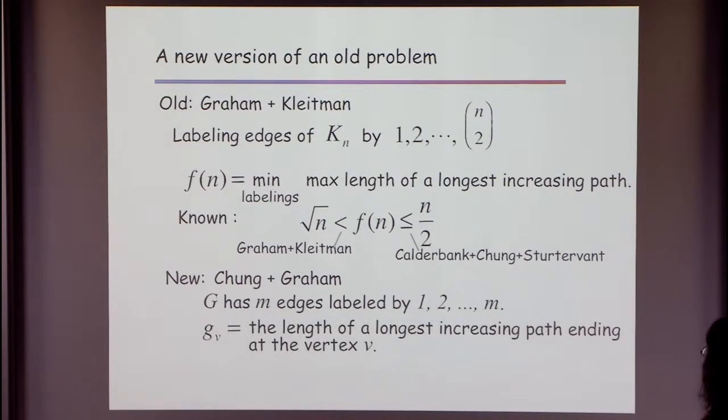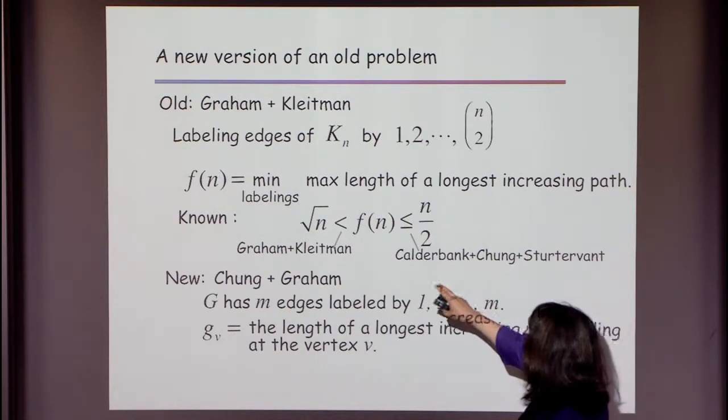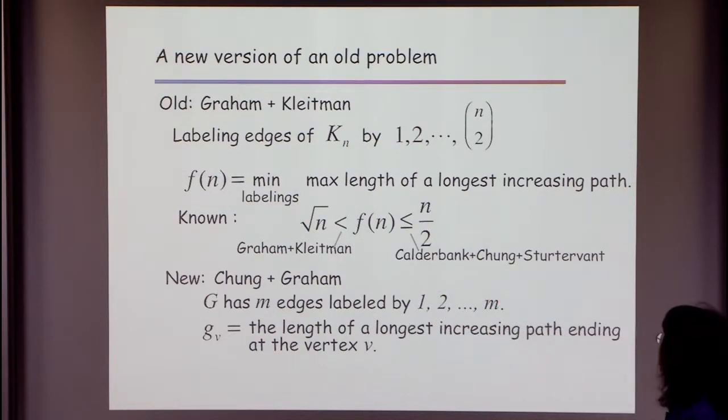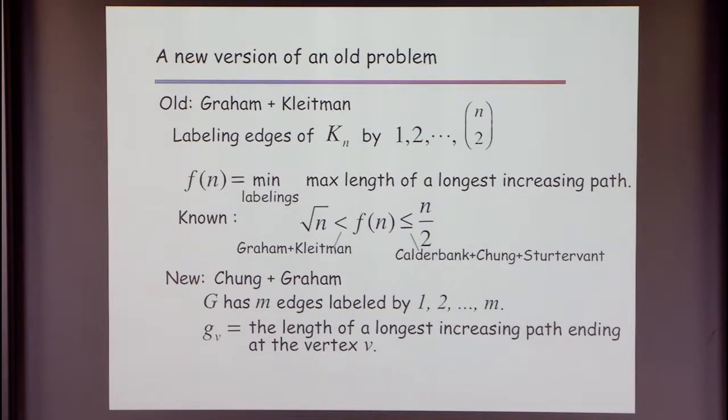So what is this problem? We want to determine the right order of f of a. Find a long increasing path in a graph with an edge labeling. One of my favorite problems. Okay, I think I'm going to stop here.